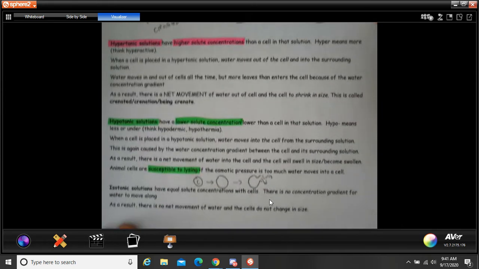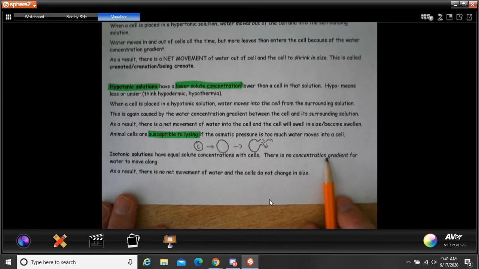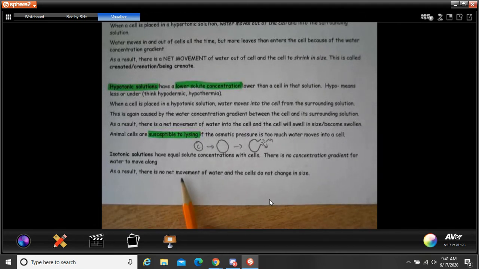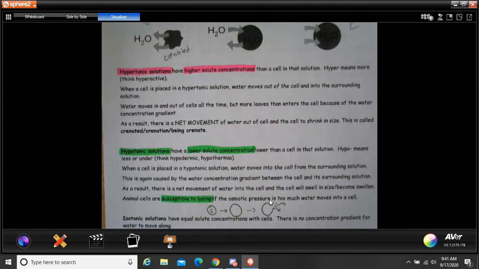Now, an isotonic solution is one that has equal solute concentration with the inside of a cell. So there's no gradient, which means no osmosis occurs. There's still water moving in and out, but at equal rates. So we will say that there is no osmosis here, although technically it is going in and out at the same rates. There is no net movement of water. Therefore, the cell shape does not change, the size does not change, and so on. So this would be the ideal solution for your cells to be in, because both of the other two types of solutions will cause the cell to change its size and shape, and that's always bad for cells.